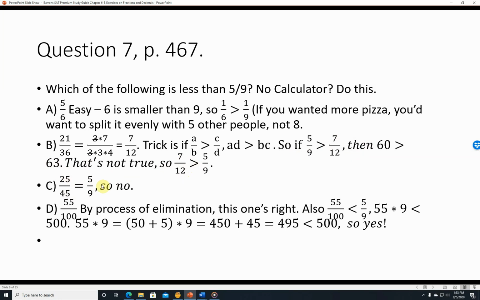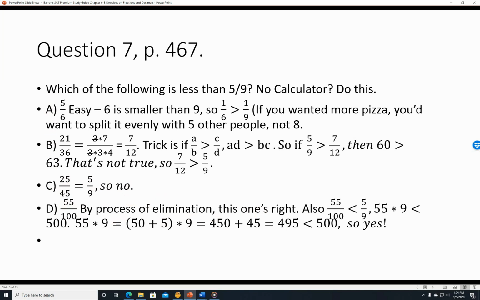25 over 45 is equal to 5 over 9. You just divide the numerator and the denominator by 5. So 45 divided by 5 is 9, 25 divided by 5 is 5, so just no. 55 over 100, by process of elimination, this one's right. On the real SAT, once you realized why these other 3 were wrong, you'd know that D would have to be right. You wouldn't even have to waste time on it.